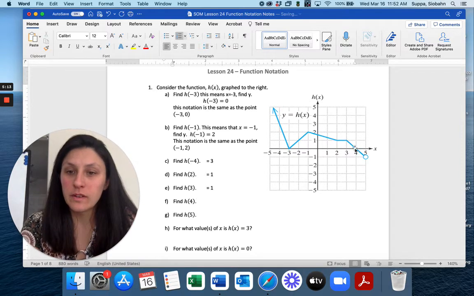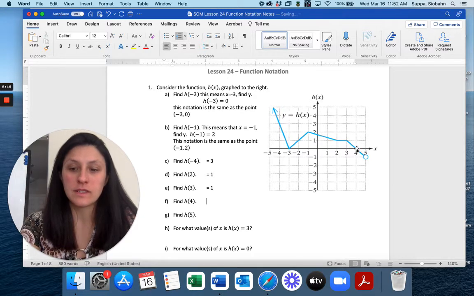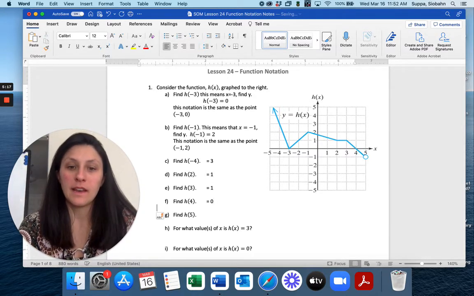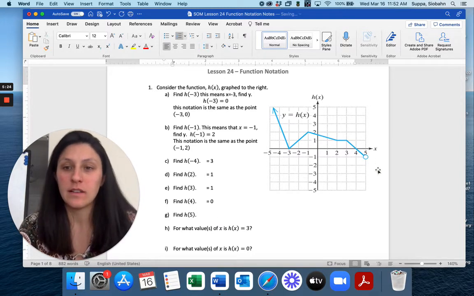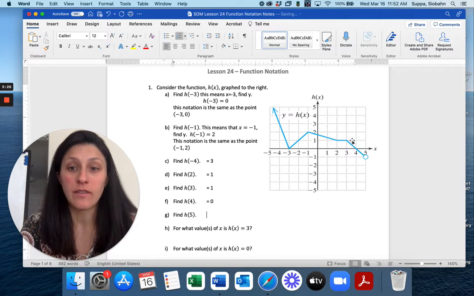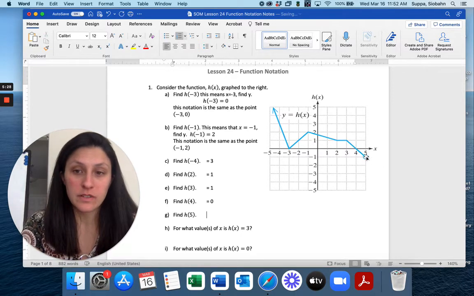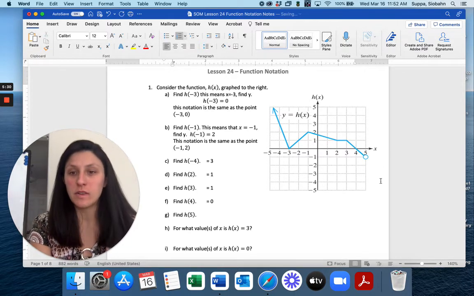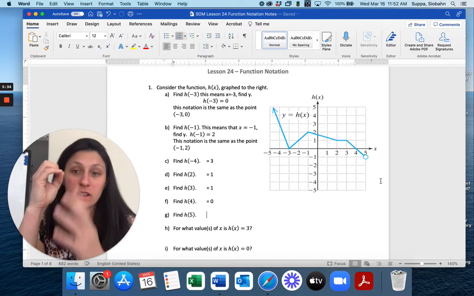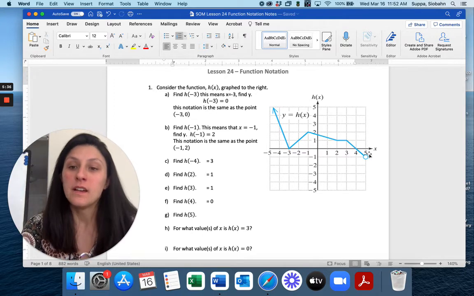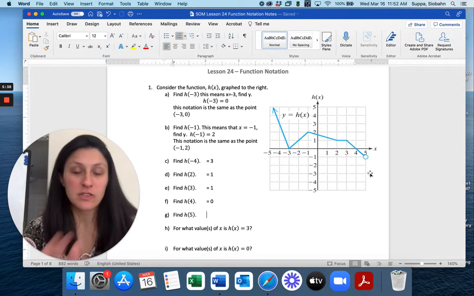H of 4, that would be right here, and the y value is 0. And H of 5 was kind of a tricky challenge question because there's not actually a point at x equals 5 on this graph. So there's no actual point there. And the convention we use to show that to readers is an open circle. That's why it's not shaded in. It's not a filled in circle. So by convention, that means there's not actually a point there.